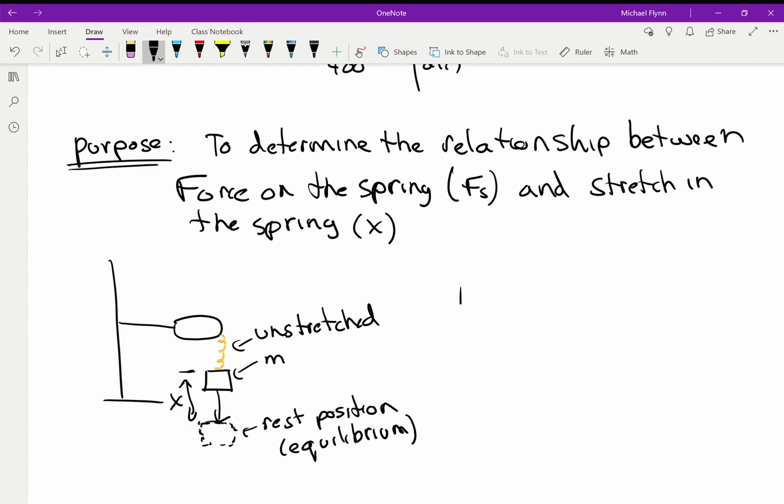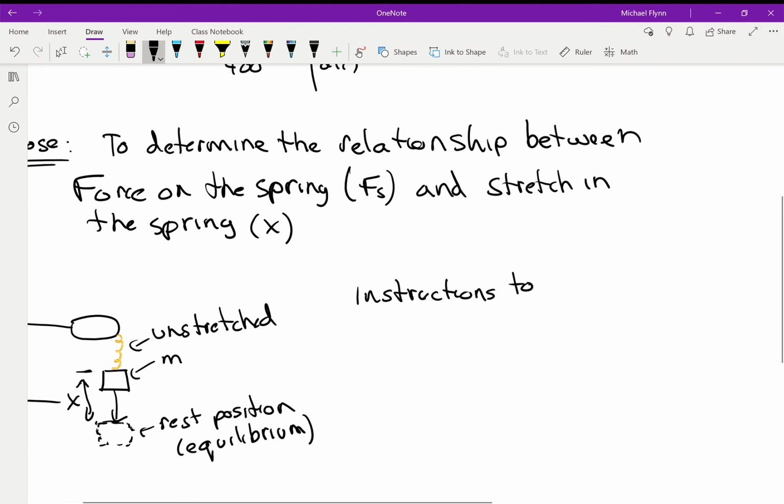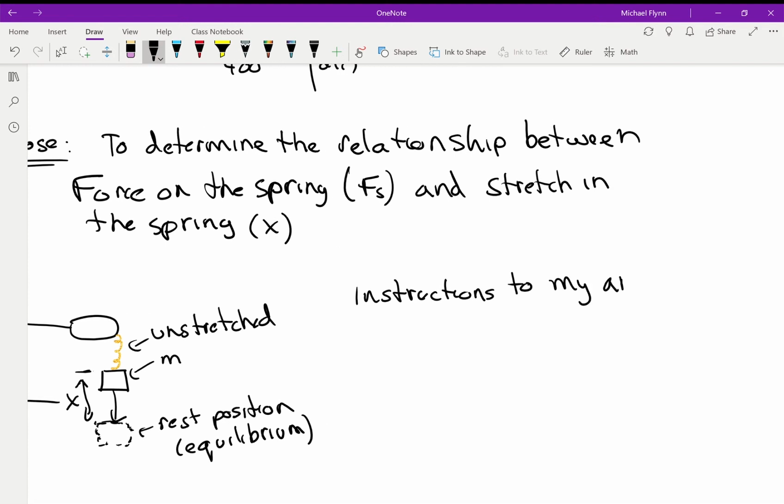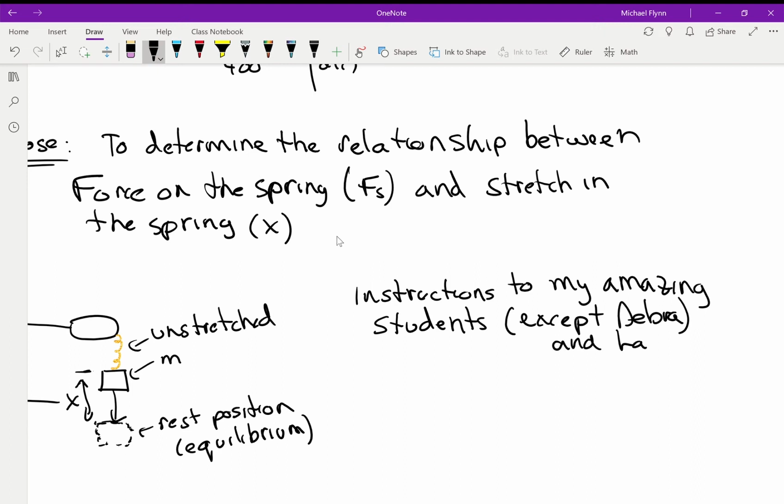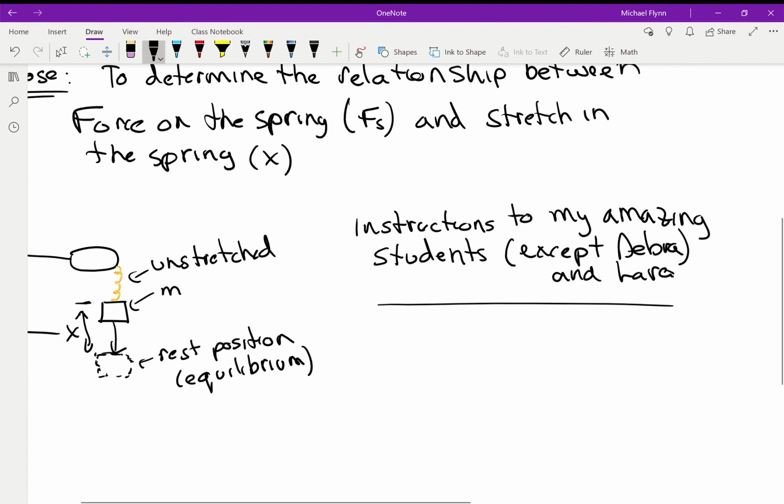What I would like here, let me write it like this, instructions to my amazing students. Well, except for Deborah. And also Lara. How can I forget? Is to do this.